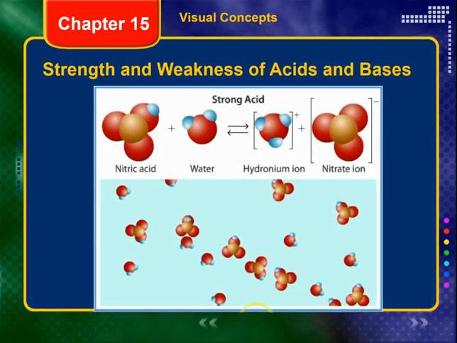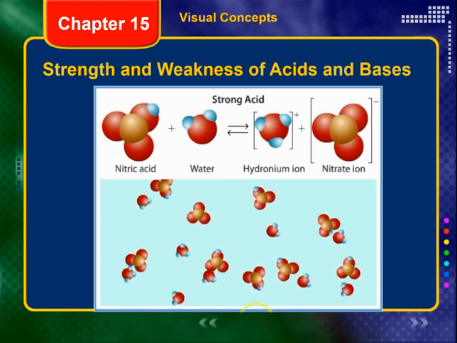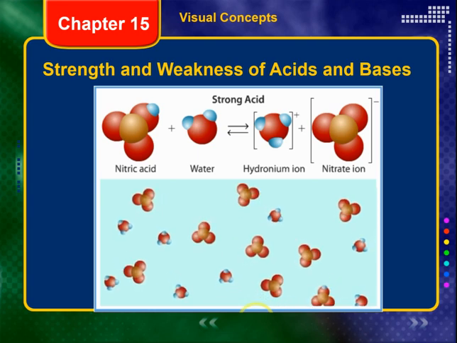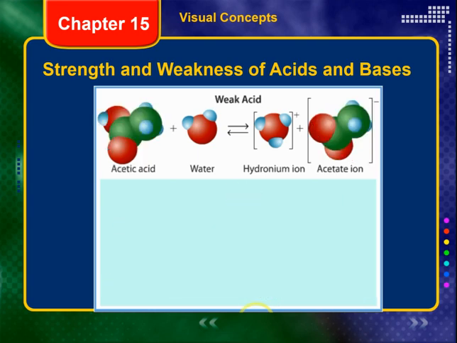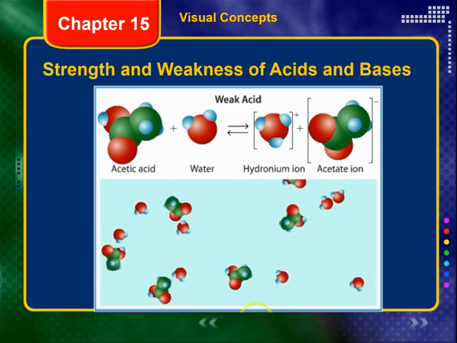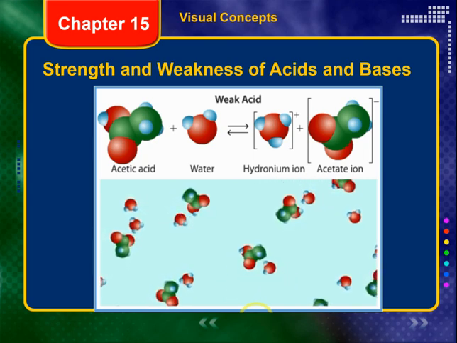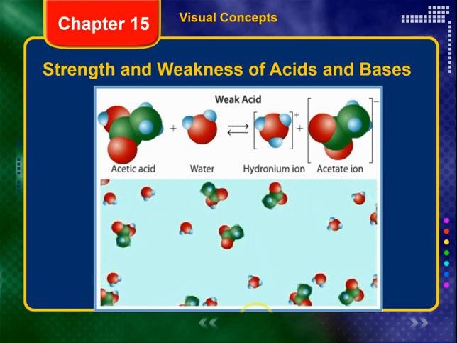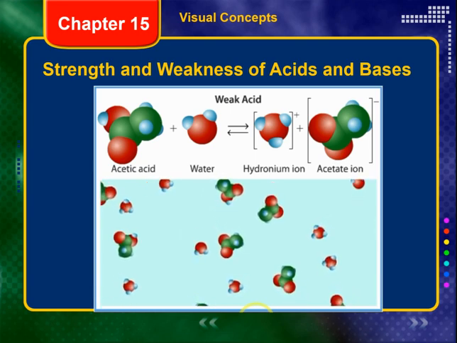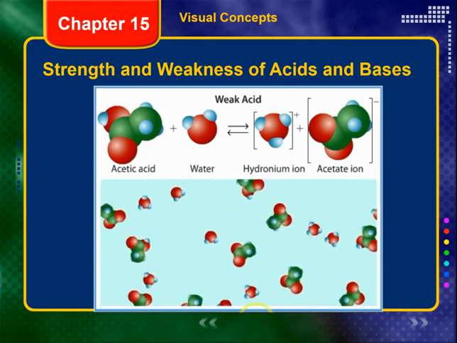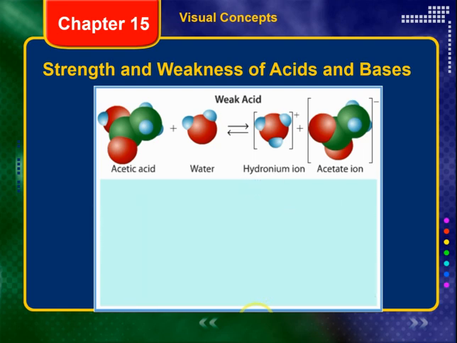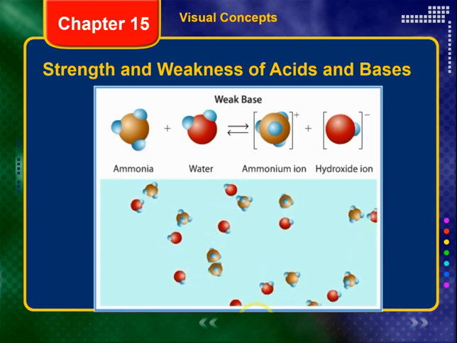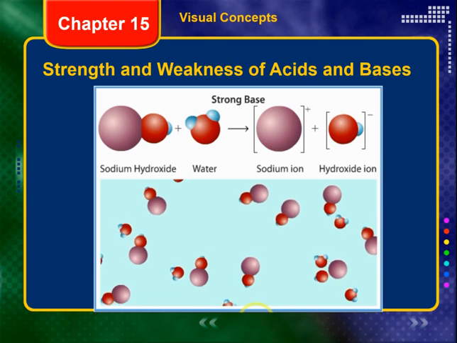For acids and bases, strength and weakness refer to the amount of ionization that takes place in solution. Nitric acid is a strong acid because it ionizes almost completely in water. Acetic acid is a weak acid because it only partially ionizes in water. This incomplete ionization is represented by a set of arrows pointing in both directions. The system contains both ions and molecules in equilibrium. In the reverse reaction, some of the acetate ions that form recombine with the hydronium ions to form acetic acid. The same holds true for bases. Weak bases only partially ionize, whereas strong bases ionize completely.